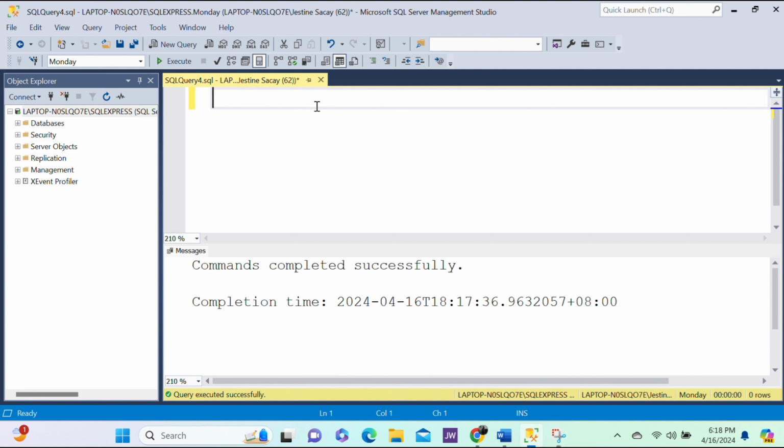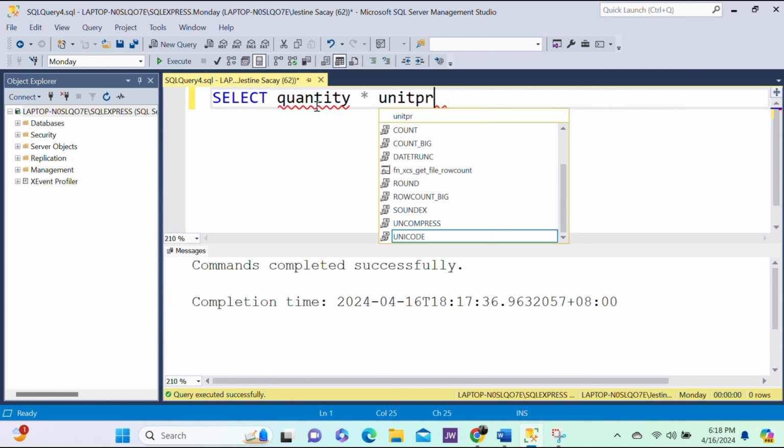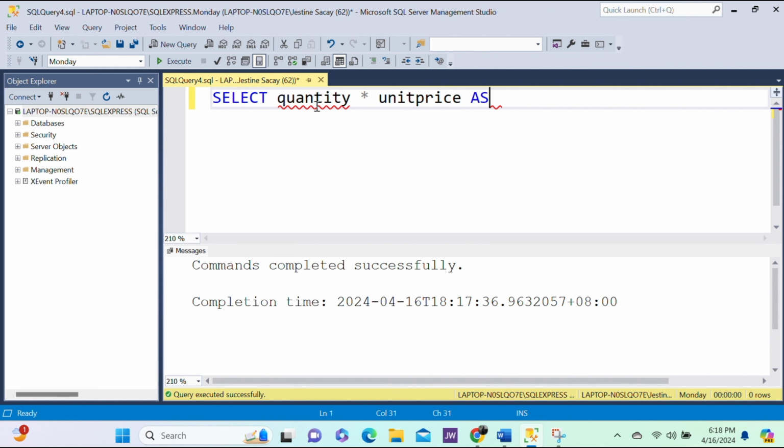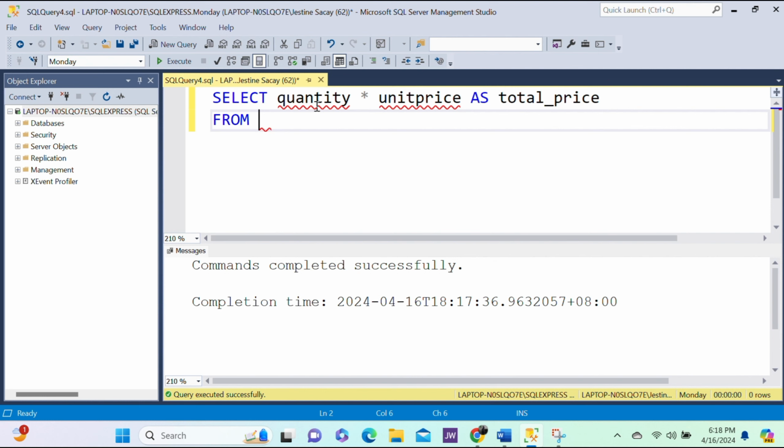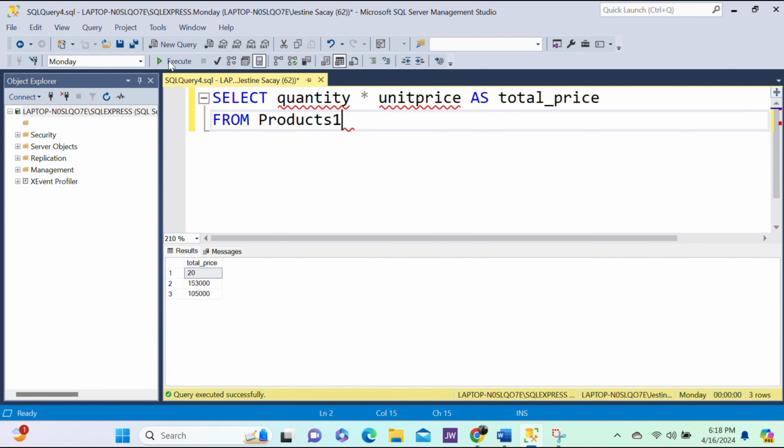Let's start with a simple example. Say we have a table named products with columns for quantity and unit price. We want to calculate the total price by multiplying these two columns together. In this query, we're selecting the quantity column multiplied by the unit price column. The result of this multiplication is named as total price. And there you have it. That's how you can use the arithmetic multiplication operator in SQL to perform various calculations with your queries.